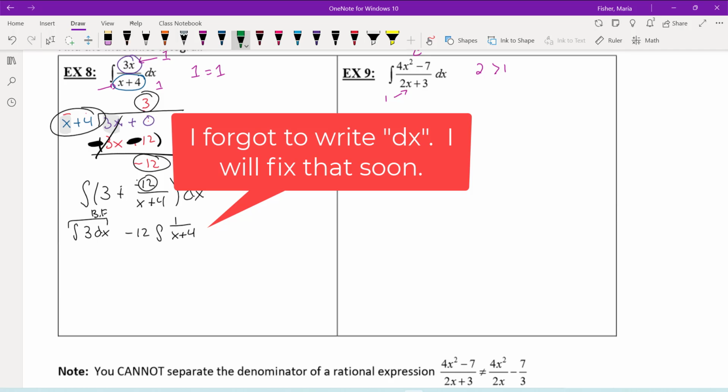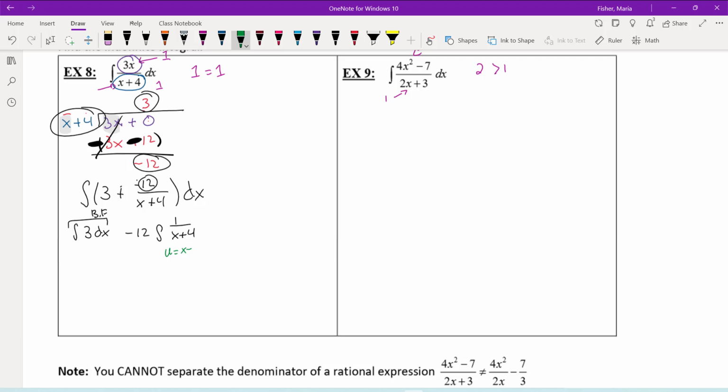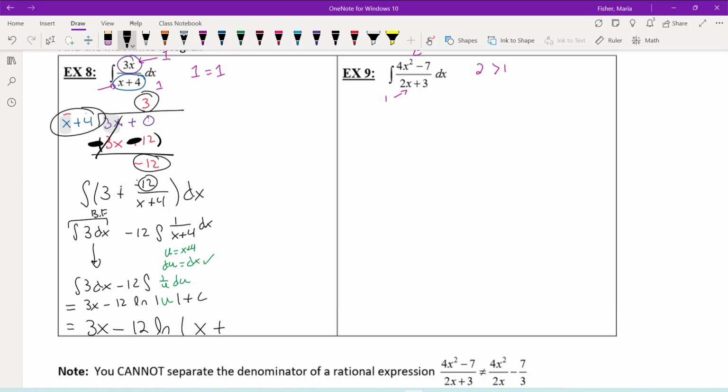My other one I can use a u sub for. If u is equal to that denominator x plus 4, and I forgot my dx here. The derivative du is dx, which is perfect. That's exactly what I have. I'm going to bring this guy down. And then this becomes the indefinite integral of 1 over u du. We integrate and we end up with 3x minus 12 times the natural log of the absolute value of u plus c. Get out of u's and go back into x's. And our final answer is 3x minus 12 natural log of the absolute value of x plus 4 plus c.